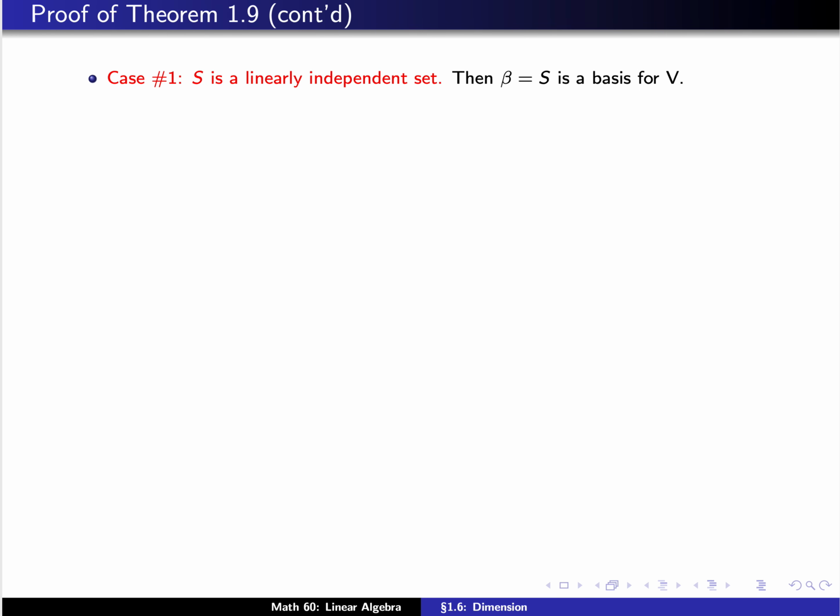First, let's say that S is a linearly independent set. Well, in this case, if we have a linearly independent set that spans V, we'll choose beta to equal S. Then by definition, beta will be a basis for V.